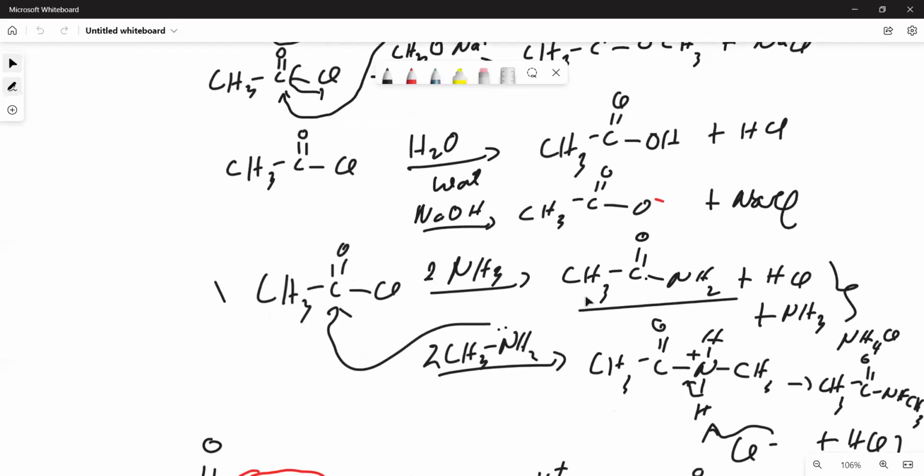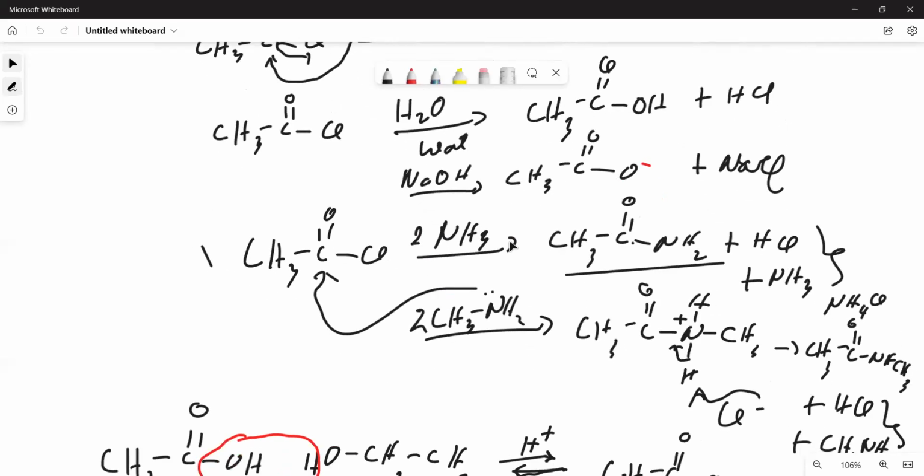Now, how about amide? Well, you can use ammonia. It's the source of NH2. So this one can also displace this to form the amide plus HCl. But then HCl can interact with this NH2. So in order to prevent that, we add one more mole of ammonia. That's why you have 2 moles of ammonia here. The role of the second ammonia is to neutralize the hydrochloric acid to form ammonium chloride or salt.